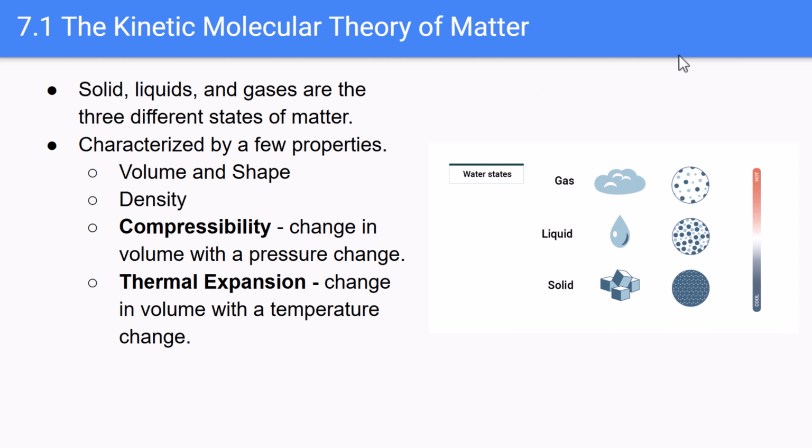So before we begin that discussion, let's talk a little bit about kinetic molecular theory and understand the concepts of solids, liquids, and gases and how those different states of matter differ from one another. We can characterize the 3 different states of matter by different properties, the first being volume and shape. We can also characterize them by their density, their compressibility, which is the change in volume with the pressure change. Some particular states of matter have a greater ability to be compressed into a smaller space. And we can also examine some of these properties based off of thermal expansion. That is a change in volume with a change in temperature.